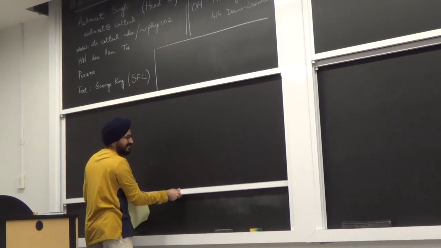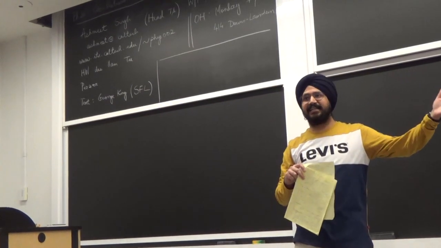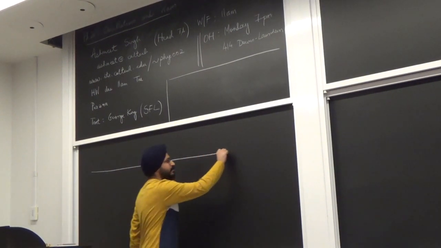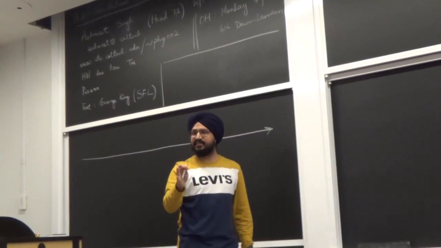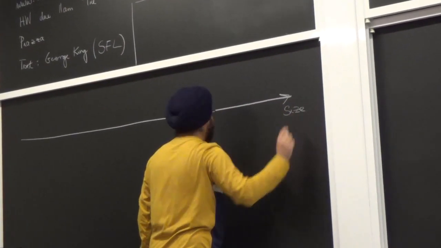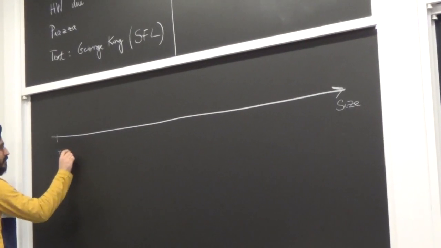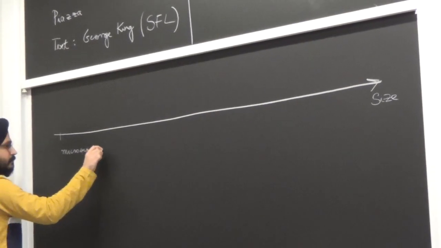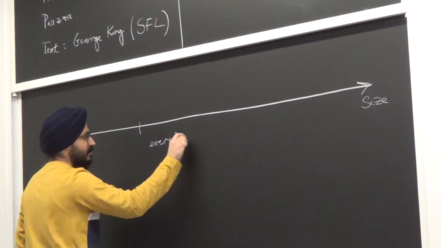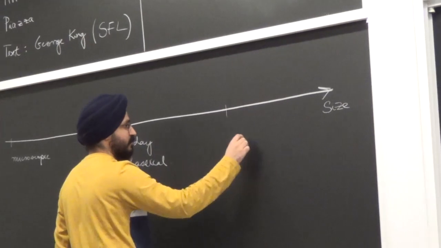To give you a sense of how that is, let's think about different possible scales in nature, starting from the quantum sizes, from the microscopic, all the way to the macroscopic scales, okay? So some characteristic size of the system. I'm going to label three different regimes. I'm going to call this the microscopic. This could be the everyday classical reality that we live in. And for lack of a better term, I'm going to call this astronomical.